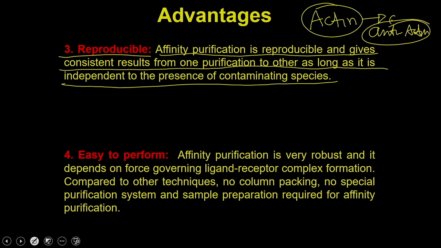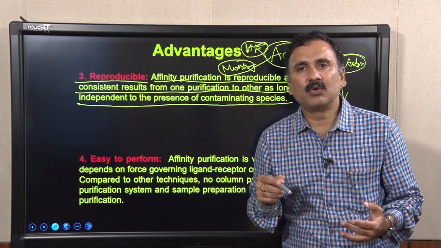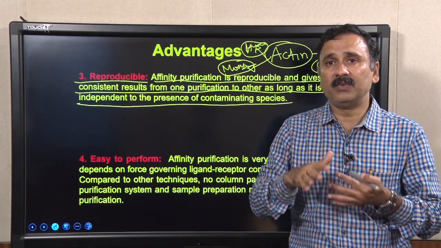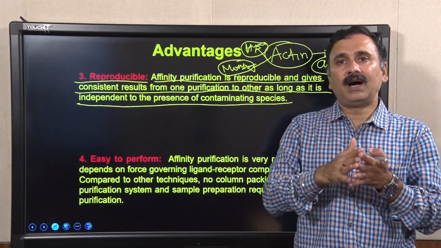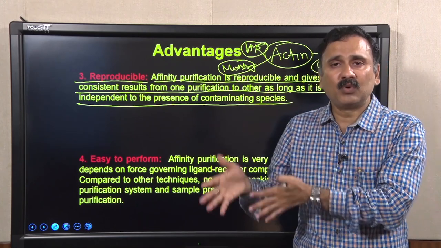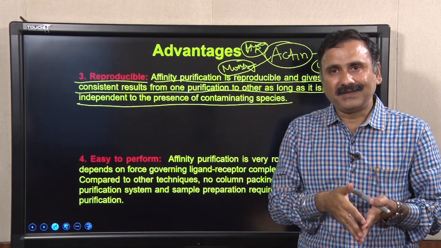What is meant by reproducible is that even if I am purifying actin from the mouse or from the human, the process is going to remain the same, whereas you know that the contaminating proteins which are present in the mouse or in the human are going to be different. So affinity chromatography does not depend on the other molecules or proteins which are present in the cell lysate.